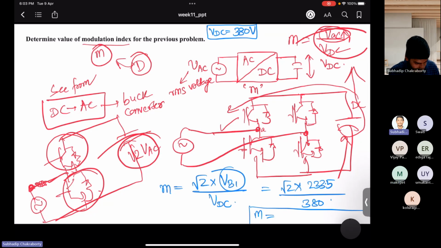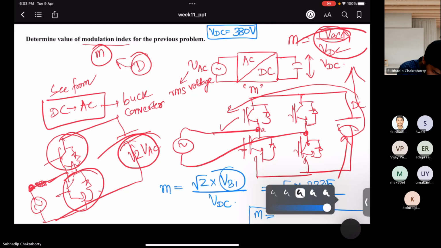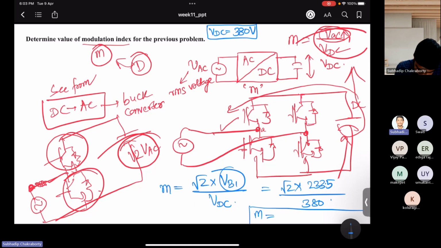0.08. Okay. Just recheck. 0.87. 0.8, right? Then it is correct. Just let me confirm once again. 0.83 I am getting. 0.8. Okay. 233 it was. Yes, 0.87. Correct. So this is the answer, right? Simple. You go ahead with the definition and then you'll get it.